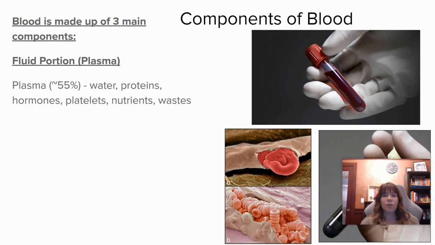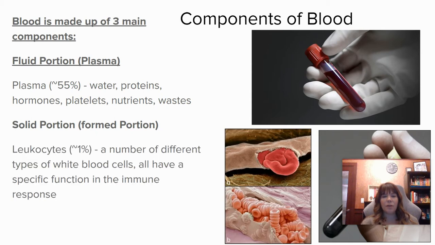It's the fluid portion. When someone gets a blood transfusion, they actually take away the plasma portion of your blood. They centrifuge it out and they give you a transfusion of red blood cells. We're going to talk about that in a second. Then we have what's called the solid portion, the part that is actually picking up things and moving things around, and those are your leukocytes and your red blood cells.